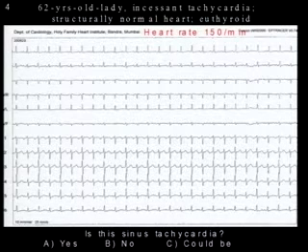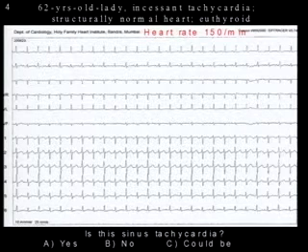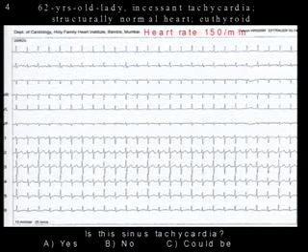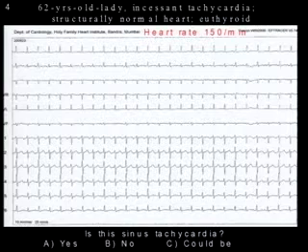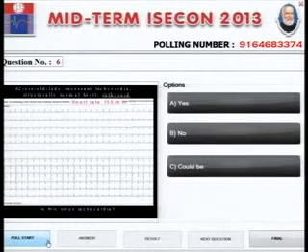And this was the ECG which was recorded. The rate is 150 per minute, the ventricular rate. So there are three questions. Is this sinus tachycardia? Can we go to the polling? So A, yes, B, no, or C, could be.